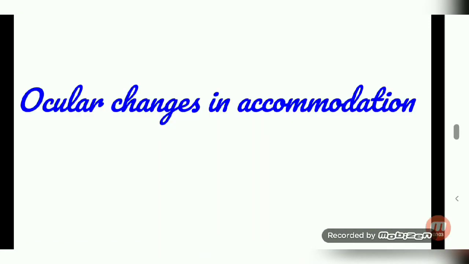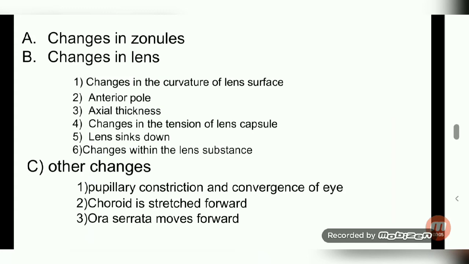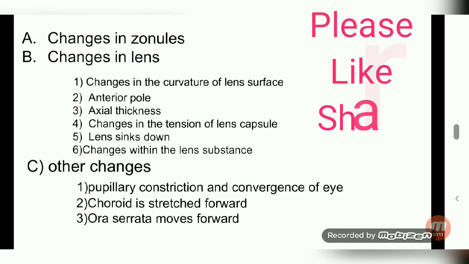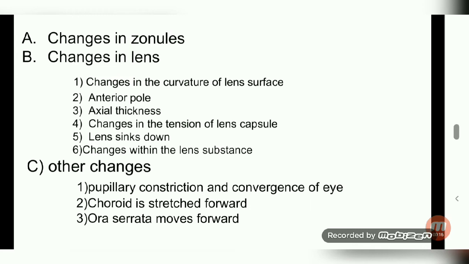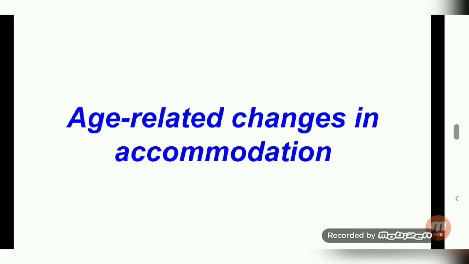Ocular changes in accommodation. Changes in zonules. Changes in lens: changes in curvature of the lens surface, anterior pole, axial thickness, changes in the length of the capsule, lens sinks down, changes within the lens substance. Other changes: pupillary constriction and convergence of the eye. Choroid is drawn forward, ora serrata moves forward.